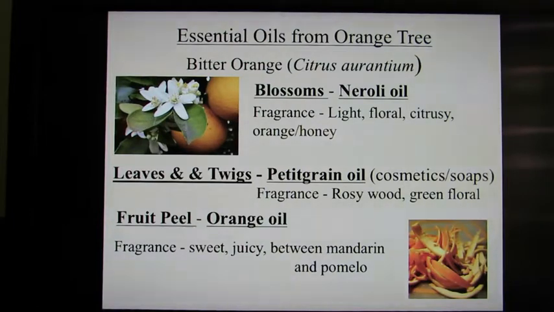And of course, the neroli is for perfumes. It's more floral. The leaves and twigs, the petitgrain oil, is typical for cosmetics and soaps, and the orange oil is used in both. The orange oil in this case is sweet and juicy, sort of between mandarin and pomelo.